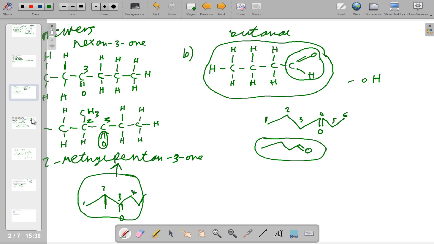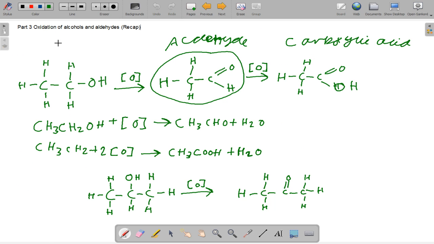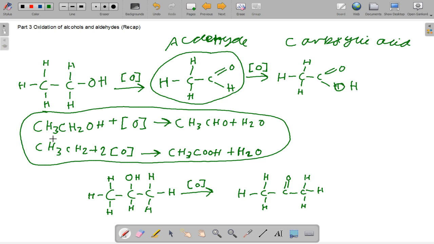So now we're going to go through the oxidation of alcohols and aldehydes. If you oxidize a primary alcohol, you get an aldehyde, and then if you do that again, you get a carboxylic acid. Those basic reactions are summarized here. So you have CH3CH2OH plus the oxidizing agent, which is potassium dichromate, Cr2O7 2-.